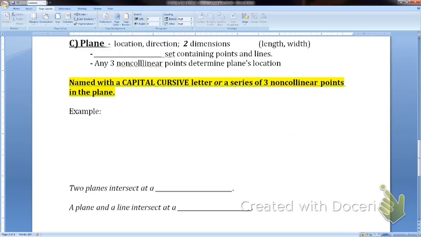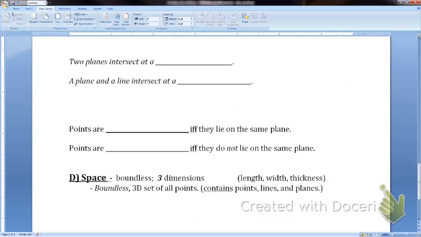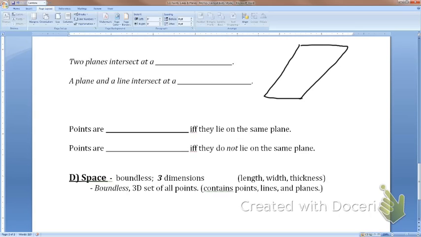Alright, so we say that two planes intersect at a line. And sometimes that's a little bit hard to envision. So let's try to think about that. If I were to intersect 2 planes at a line, let's take a look over here. Okay, there's my one plane.